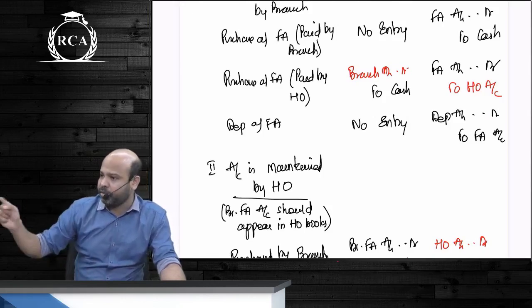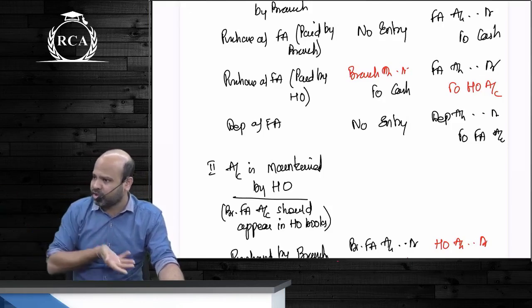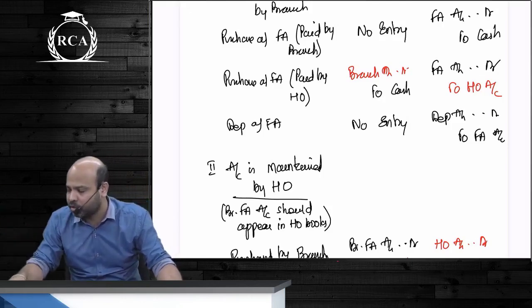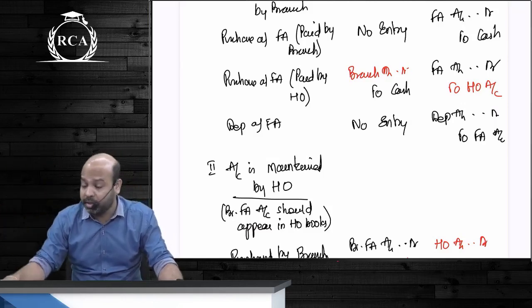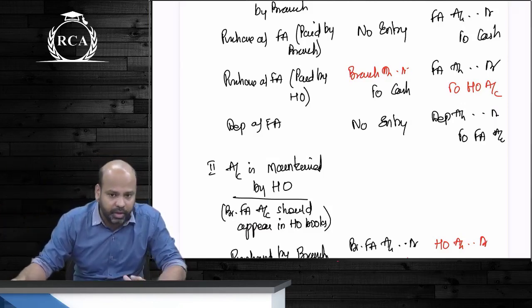If branch is paying for it, you will reduce the bank balance of branch. If head office is paying for it, you will reduce the bank balance of head office. At the year end, depreciation as an expenditure will still be booked by branch. Just remember that. Are we clear, guys?